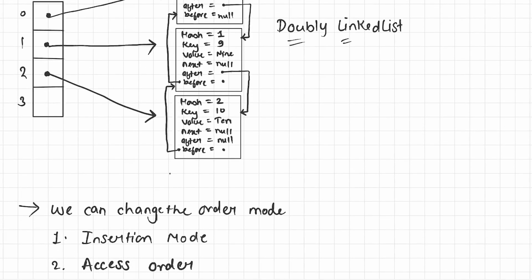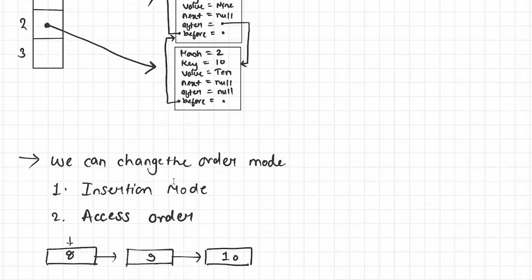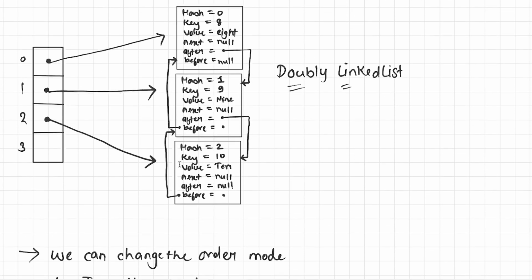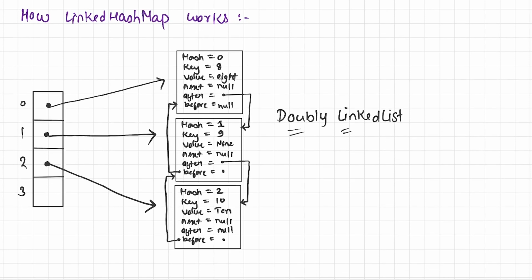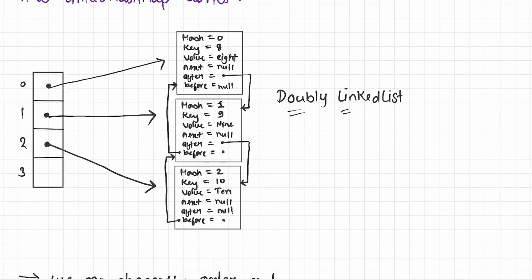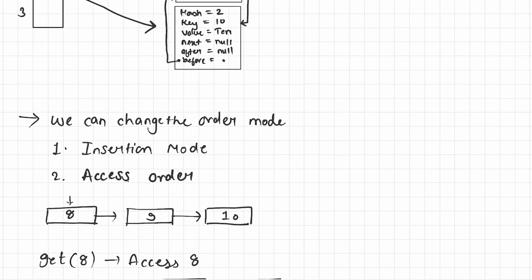So guys, there is one more advantage that we get when using LinkedHashMap, and that is we can change the order mode in LinkedHashMap. So the default order mode of LinkedHashMap is insertion mode. So when we traverse all the entries in the LinkedHashMap, it makes a guarantee of giving all the entries in insertion order. And the second order mode of LinkedHashMap is access order. Okay. So in this mode, it's going to give all the entries in the order we have accessed them.